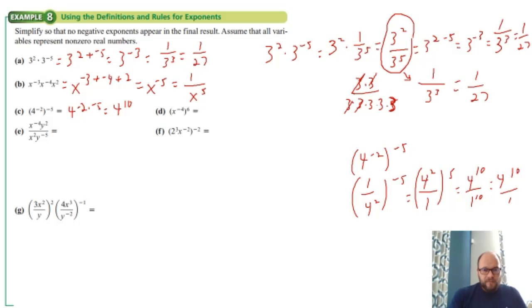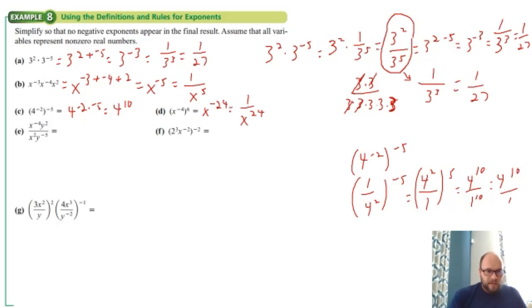On D, we have -4 and 6. So yeah, we're raising to another exponent, so we're multiplying the exponents, so that's -24. If we flip this, it'll make our exponent positive, and we can stop there.